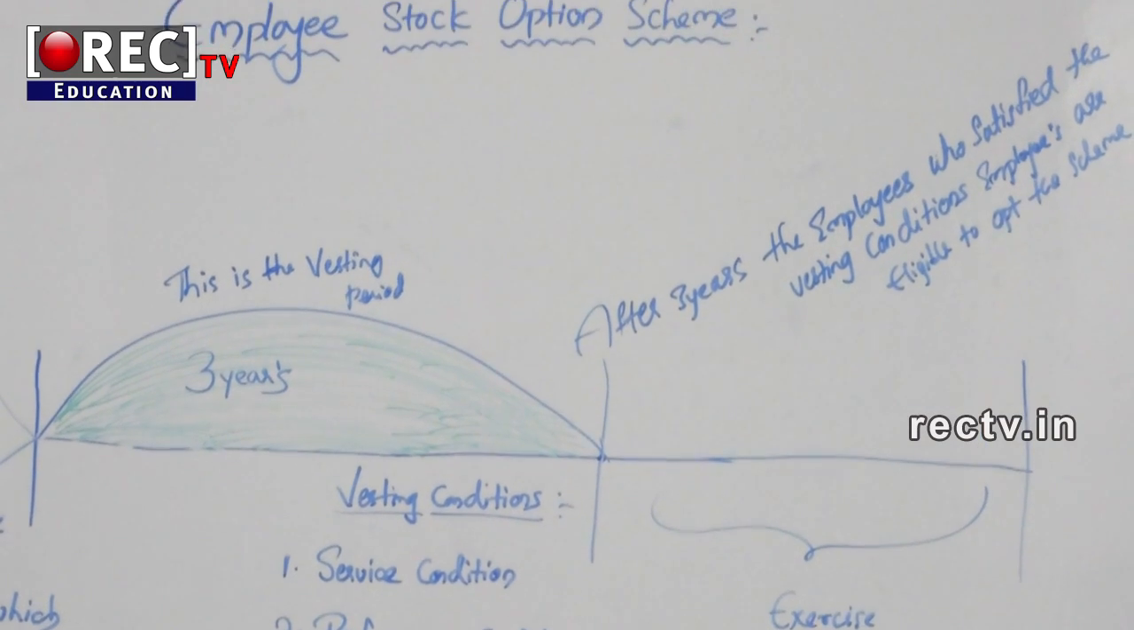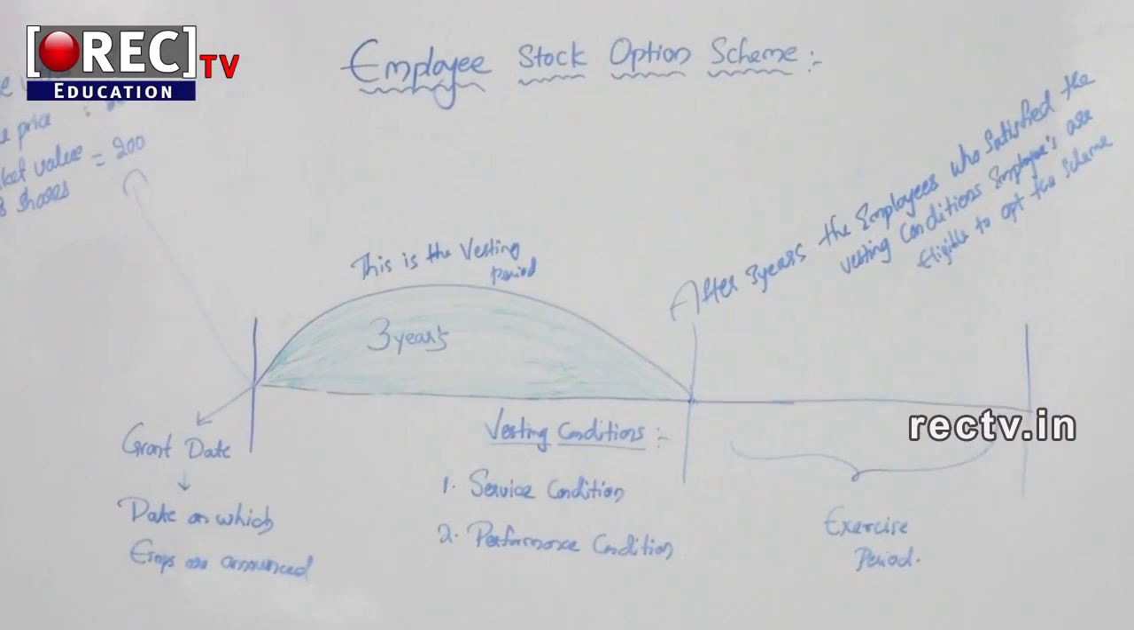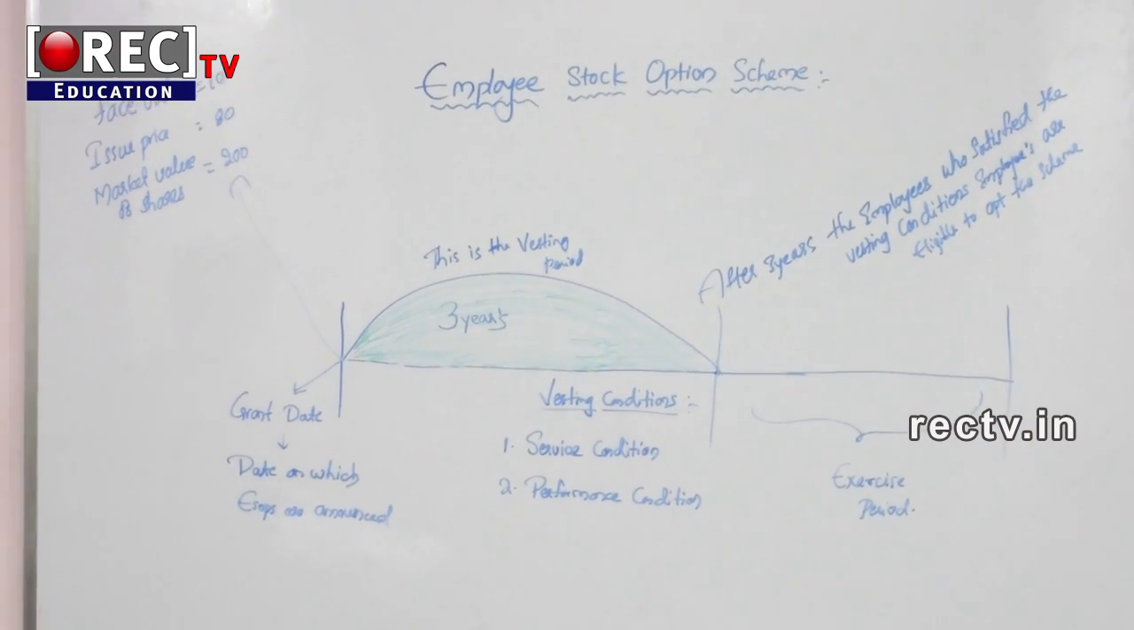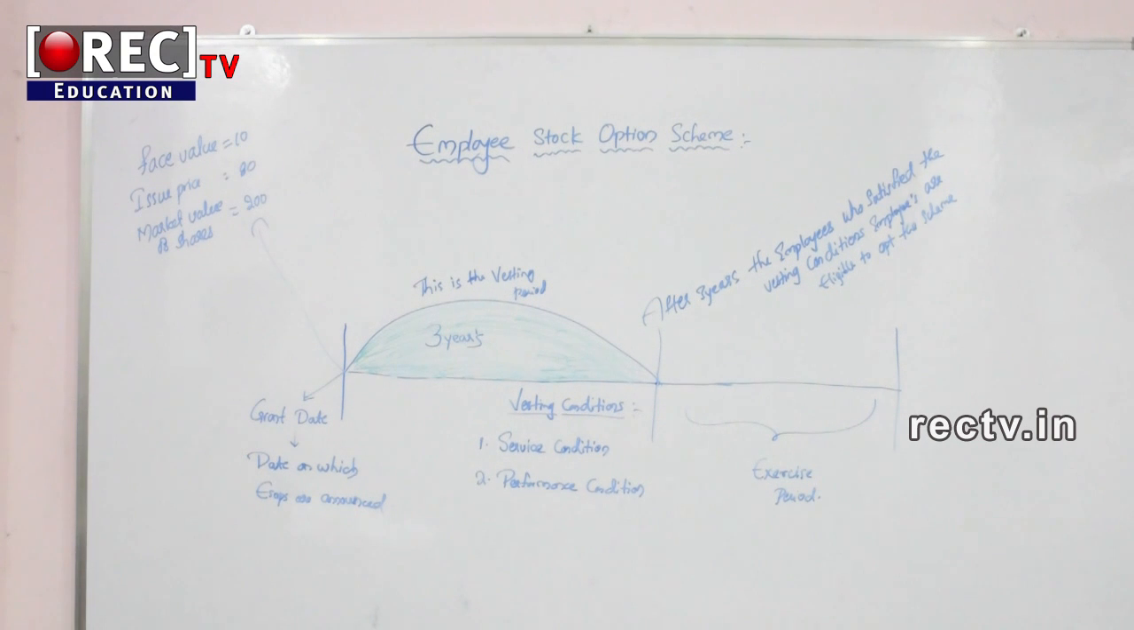After completing 3 years, the employees who satisfy the vesting conditions are eligible to opt for the scheme. And after 3 years there is a period called the exercise period. This will be available in the question only. It is the period to opt for, that is, to own the shares which are issued by the company to the employees.